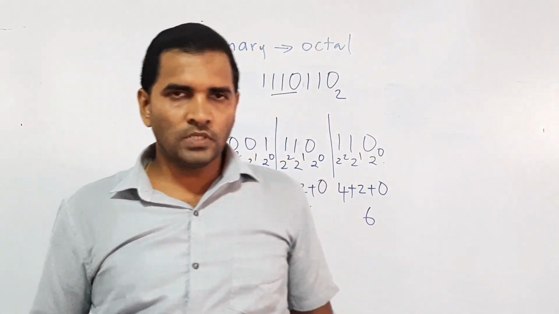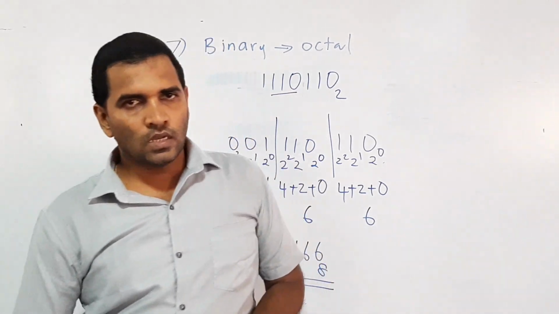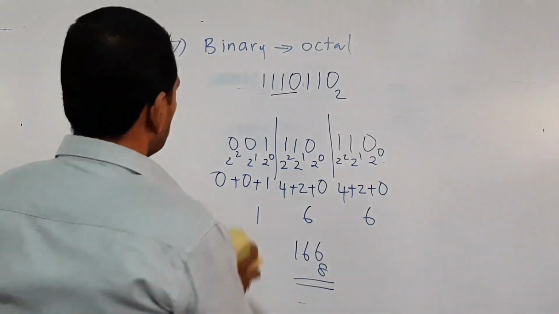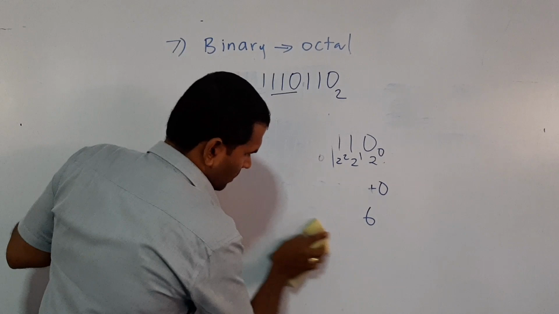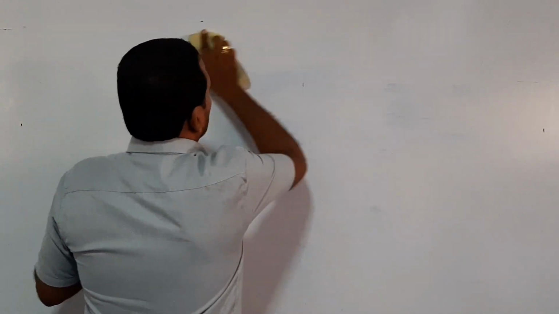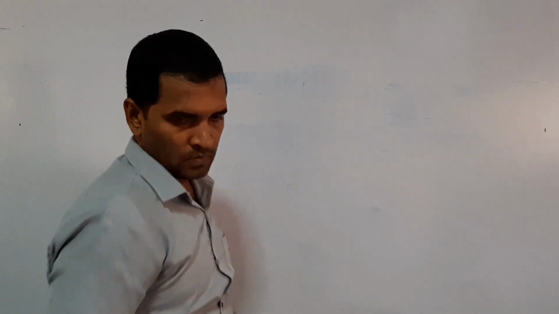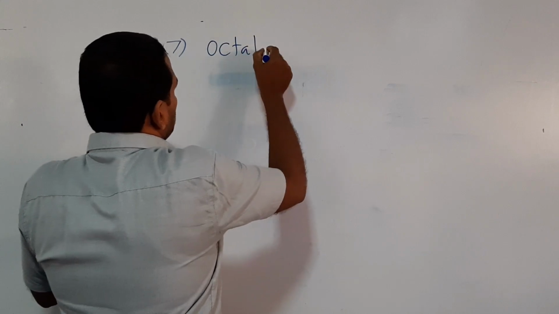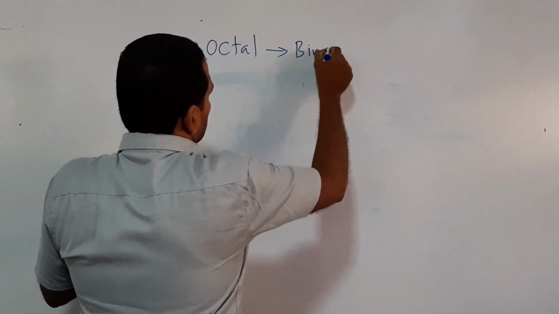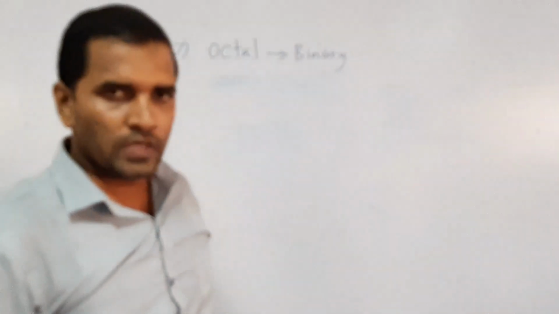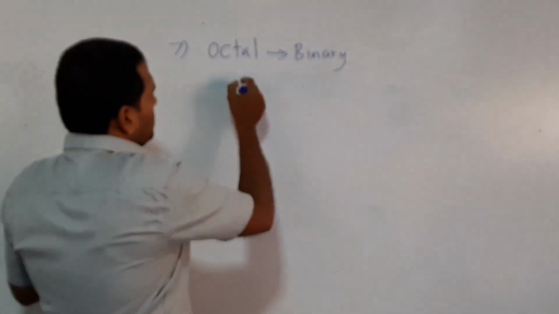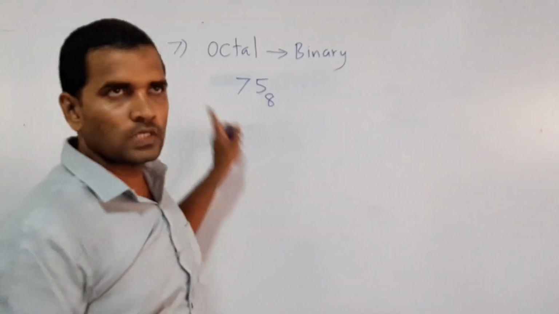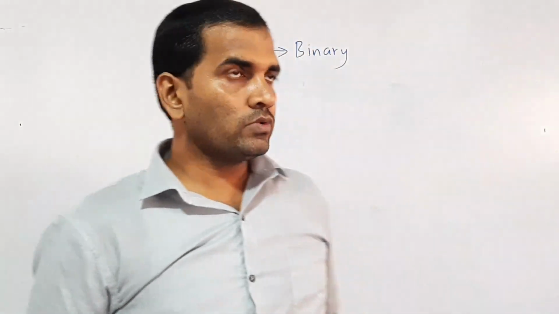Now we have to take the opposite, the vice versa of this one, converting an octal number into binary. So let's see how to do that. This is octal to binary. So straight away I take one simple example. Okay, I have 75 base 8. It's an octal number. Let's find out the binary.